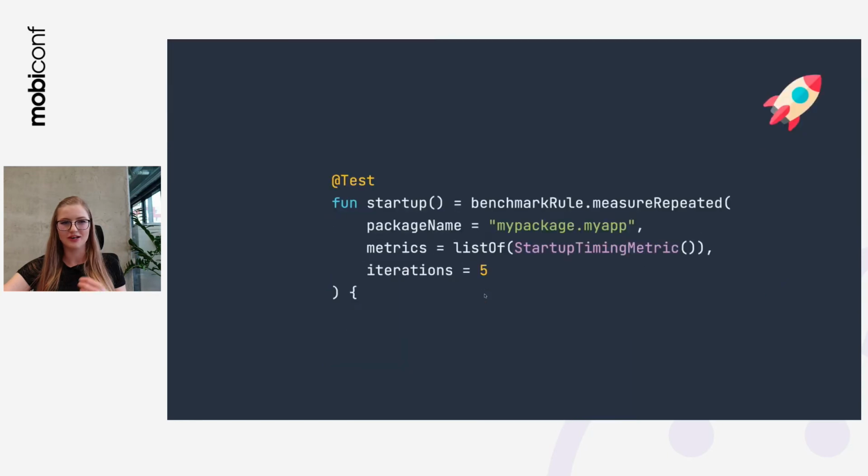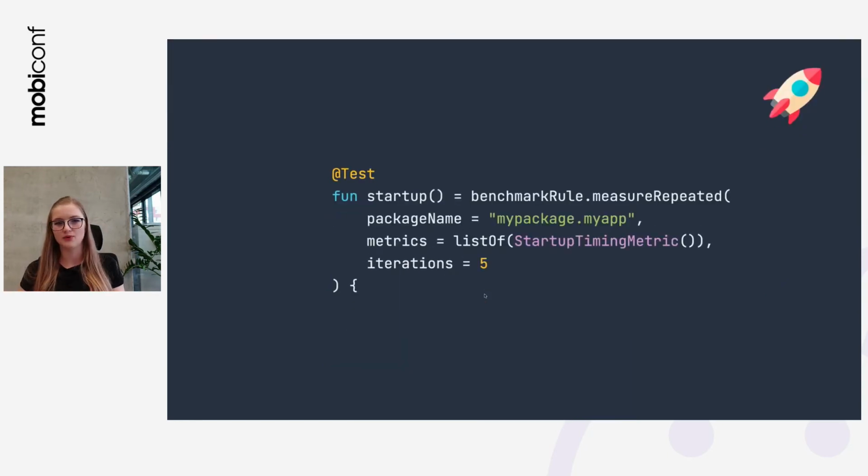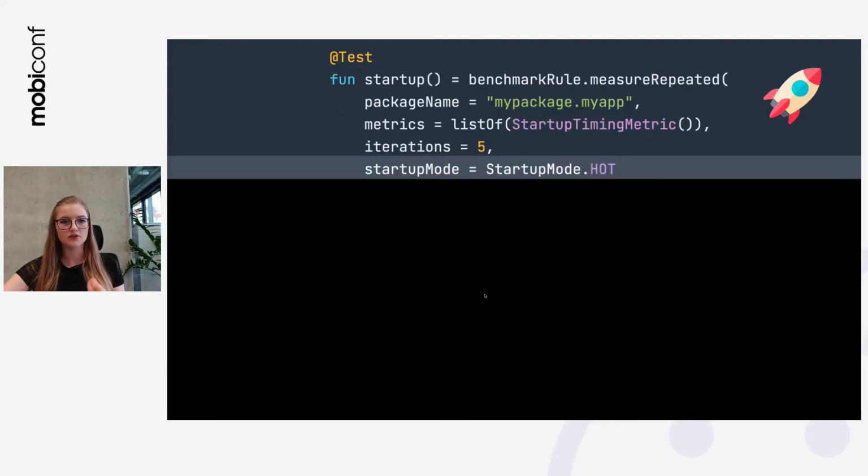Okay, so let's go back to parameters that we defined in startup macro benchmarks. Besides those 3 parameters that I showed you earlier and that are required, there are 2 additional parameters that we can use to test activity start in different cases. So the first parameter allows us to define which startup mode we want to use. And those startup modes translate to different ways our user can enter our activity.